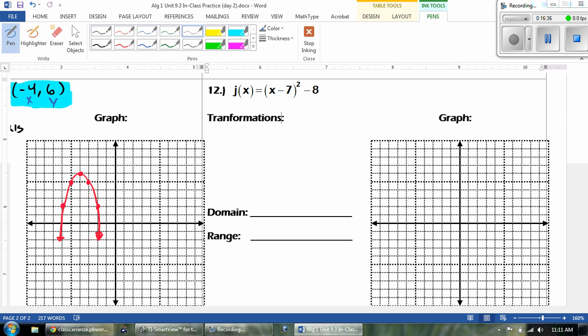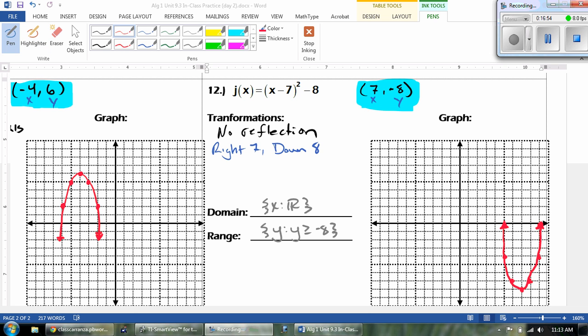Last one. Once again, you guys are all on your own. Pause the video and good luck. Okay, and there we go. Our vertex is (7, -8). There is no reflection. We went right 7, down 8 for our vertex. The domain is all real numbers, and our range is y is greater than or equal to negative 8.